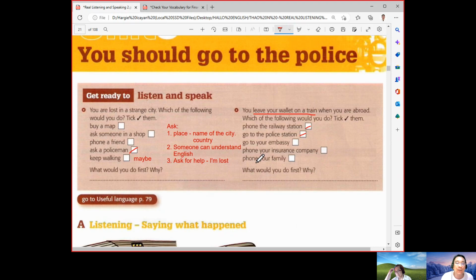Yes. Okay, are you going to phone your family? No. What for? They will be sad also, right, if they knew that you left your wallet. So it's not advisable to phone your family and tell them that you left your wallet on a train, because they couldn't do something about that, right? Yes, that's right. Okay, so that would be correct.